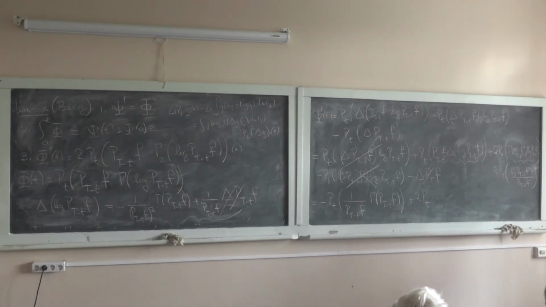Is it clear? Chain rule. I'm taking the gradient of this thing here. This is an inner product of two gradients. So the gradient of this is the gradient of p divided by p. So this term here is equal to this.